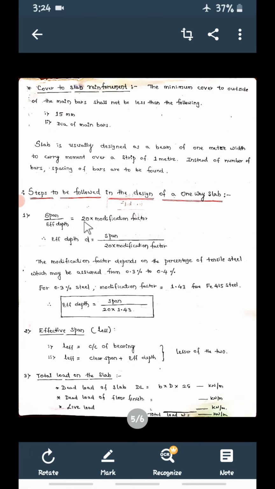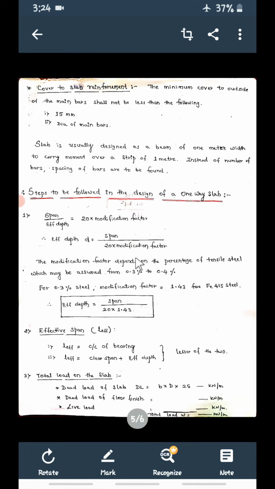If it is a cantilever slab, it is 7, and if it is a continuous slab, it is 26. So for a simply supported one-way slab, span by depth is equal to 20 into modification factor. This is KT. From this you can get the effective depth. Then, how much modification factor?